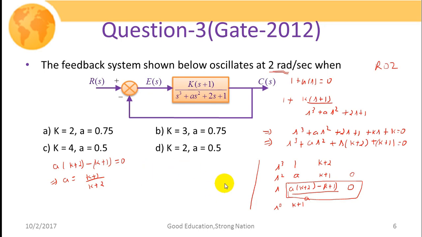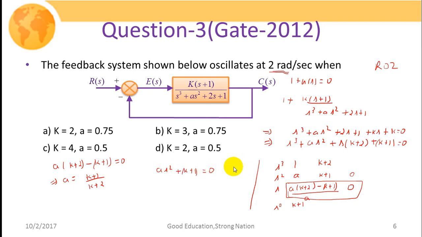So now to calculate the values of a and k separately, we need two equations. So where are we going to get the second equation? The frequency of oscillation is given as 2 radian per second, and this is your ROZ, row of zeros. So we're going to take up the auxiliary equation. The auxiliary equation is just above the row of zeros. So the auxiliary equation could be written as a times s square plus k plus 1 is equal to 0.